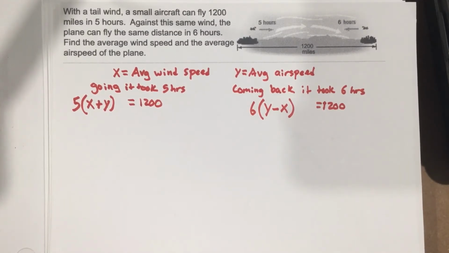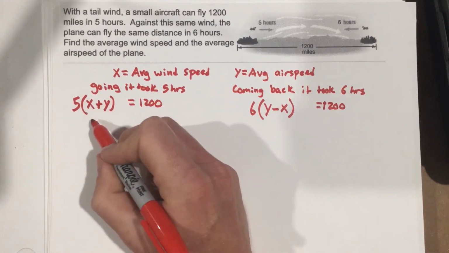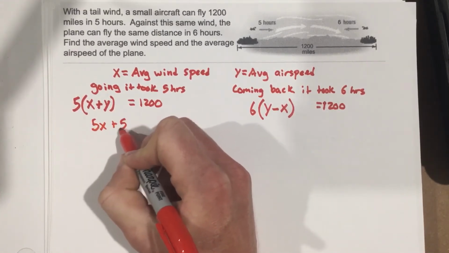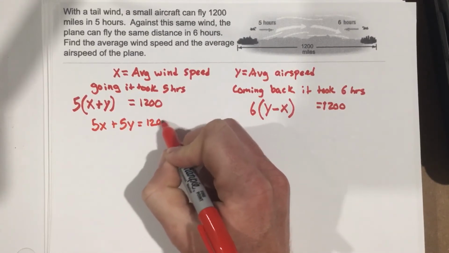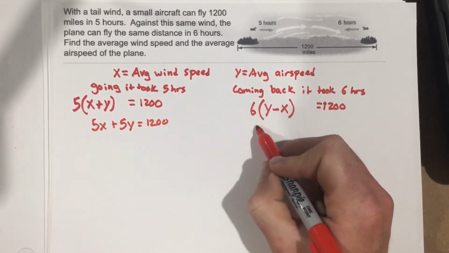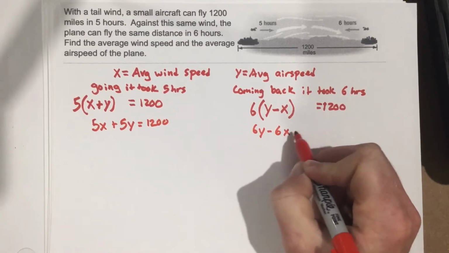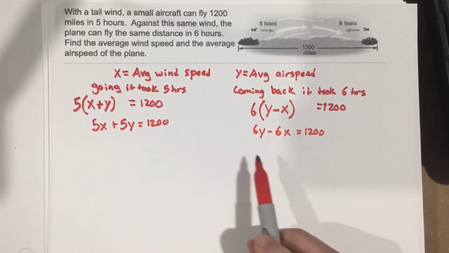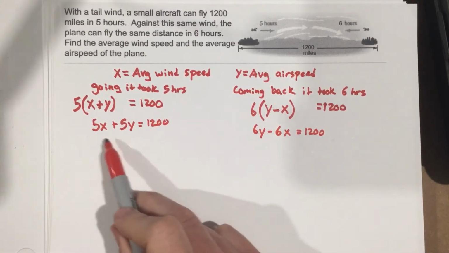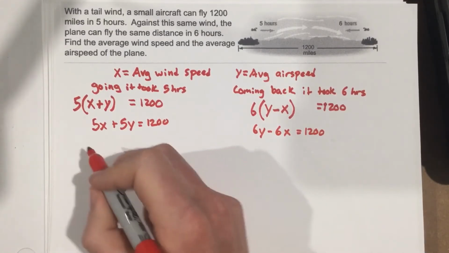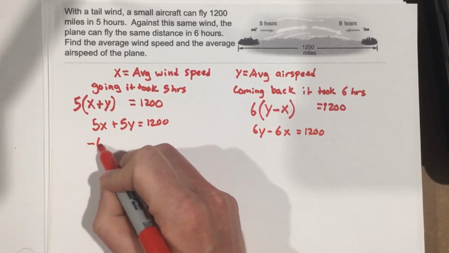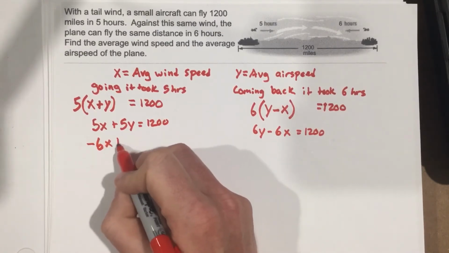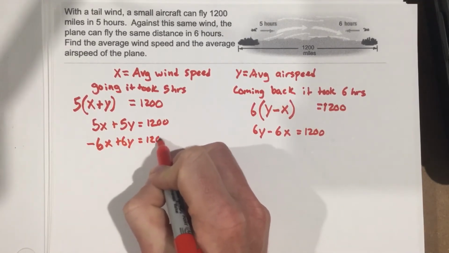Once you have those two equations written, you can see we have x and y in each of those. I'm probably going to use elimination to solve this. So let's go ahead and distribute the 5. So we get 5x plus 5y equals 1,200, and 6y minus 6x equals 1,200. Let's rearrange this and set it underneath this equation. So we're going to have 5x on top, negative 6x on the bottom, plus 6y equals 1,200.